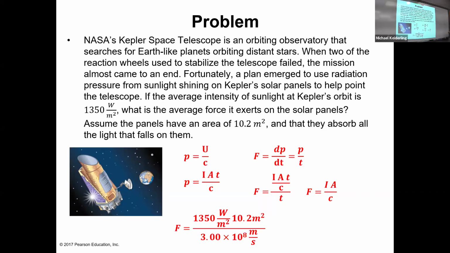So that's 1,350 watts per square meter times 10.2 square meters divided by 3 times 10 to the 8th meters per second, which gives you 4.59 times 10 to the minus 5 newtons. Not a lot of force, but it's a consistent force that you can work against.